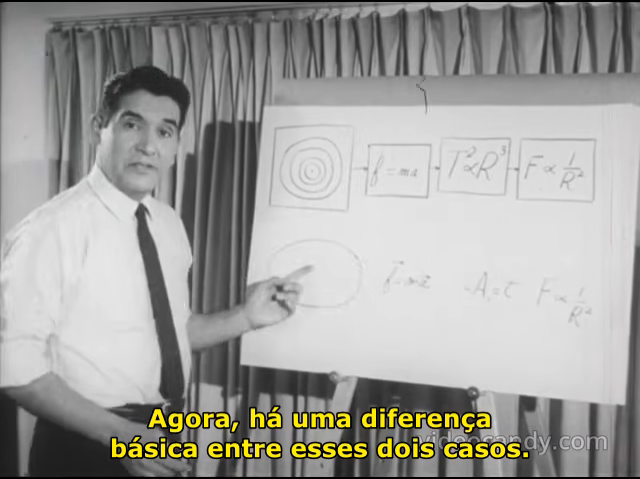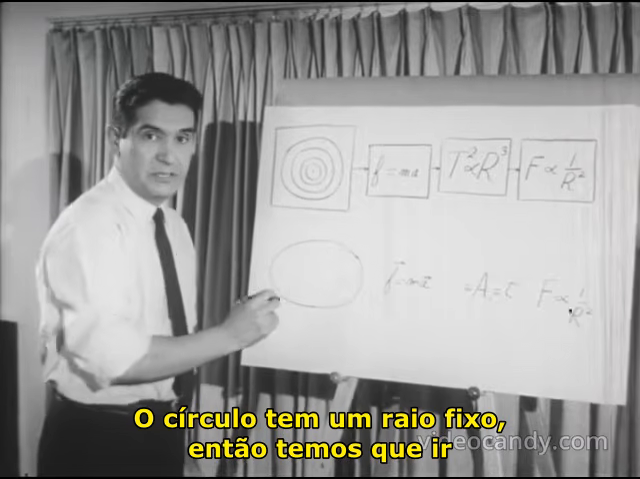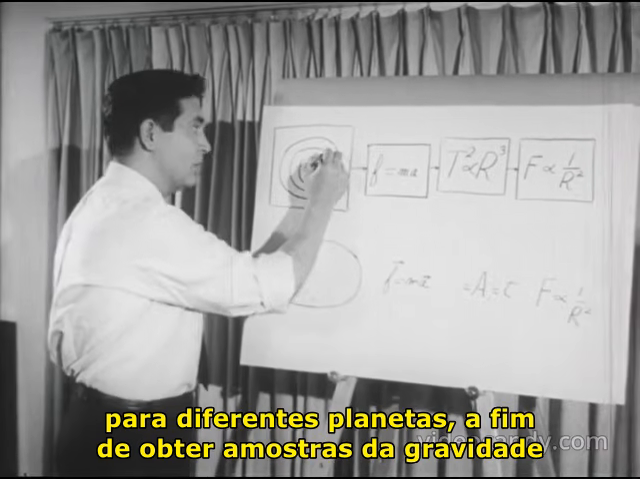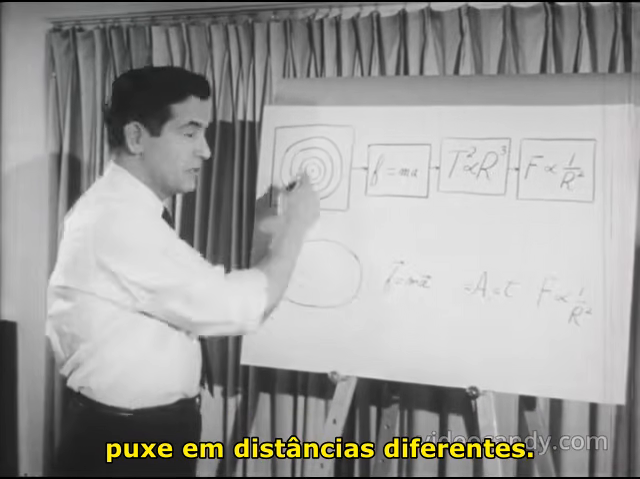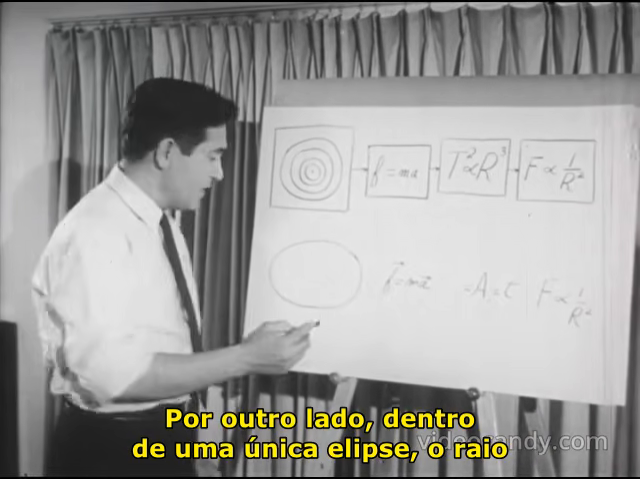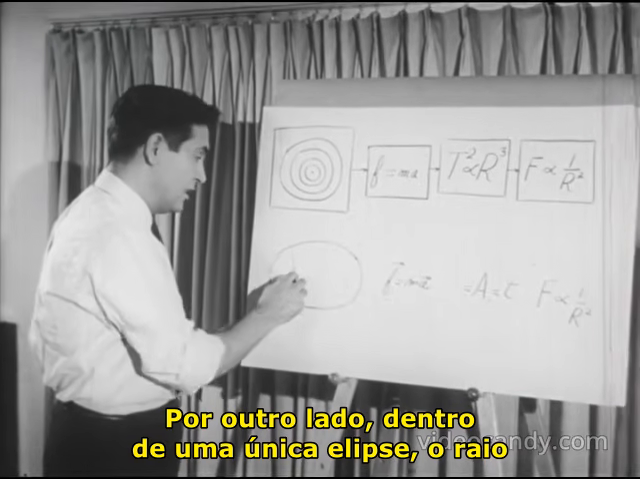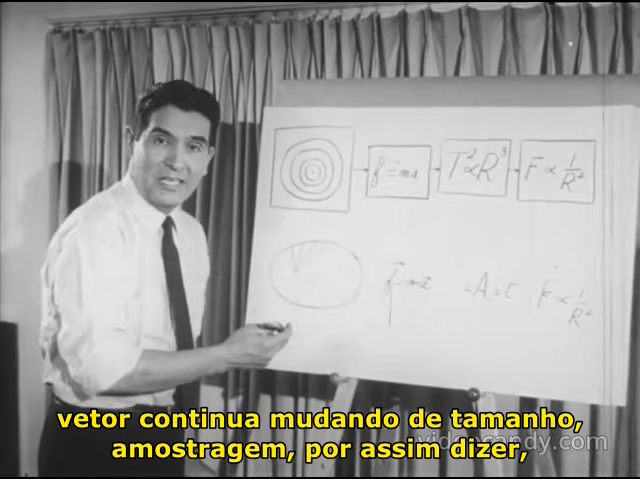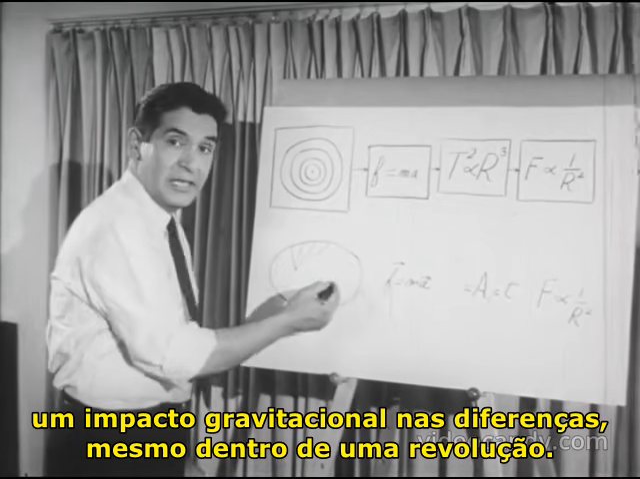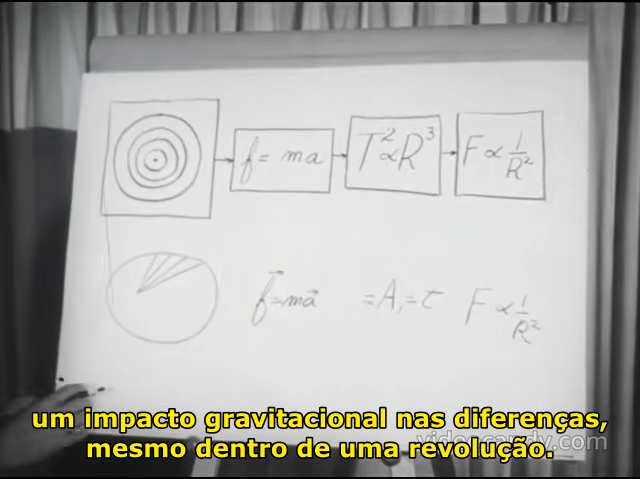Now, there is a basic difference between these two cases. A circle has a fixed radius, and so we have to go to different planets in order to sample the gravitational pull at different distances. On the other hand, within a single ellipse, the radius vector keeps changing in size, sampling, so to speak, the gravitational pull at different distances, even within one revolution. Well, this is what we have to do.